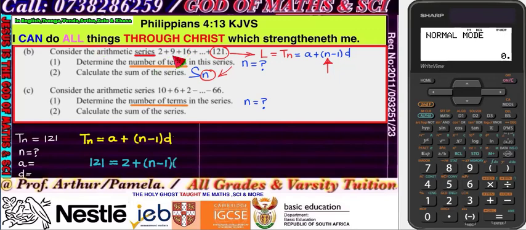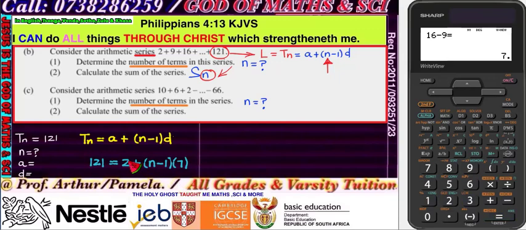Well, 9 minus 2 is 7. Watch, 9 minus 2 is 7. 16 minus 9 is also 7. So we've got a common difference of 7. And then we can work out this one very quickly.